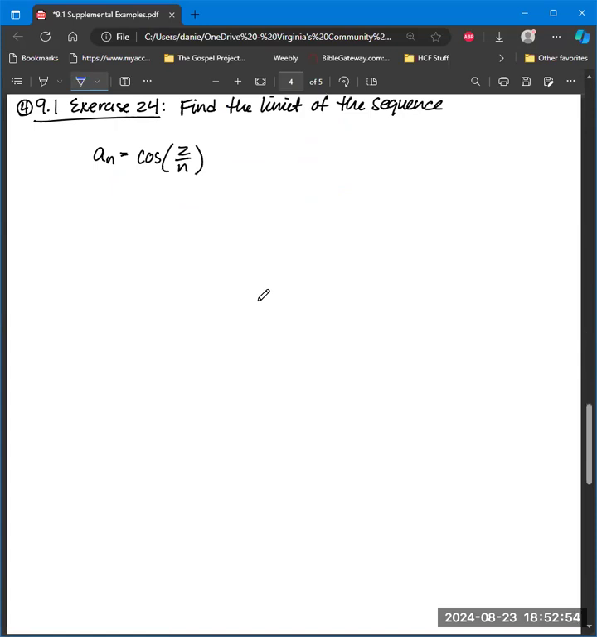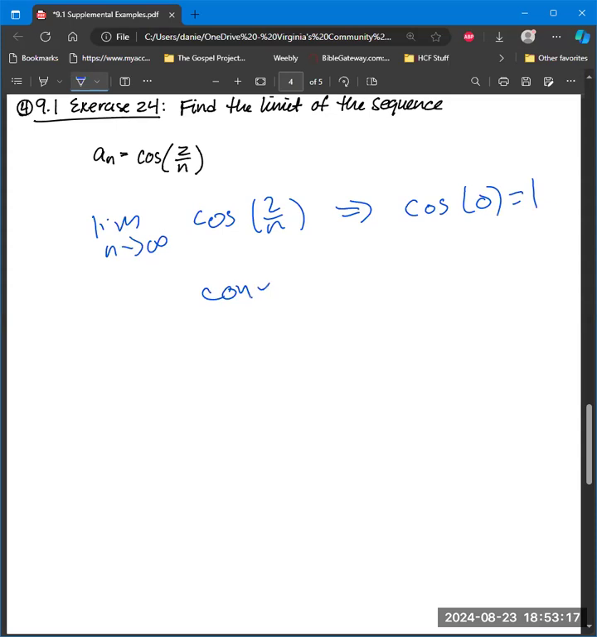For the fourth one, find the limit of the sequence here. Limit as n goes to infinity, cosine of 2 over n is approaching cosine of 0, since 2 over n is going to 0, and this is going to 1. So that converges.